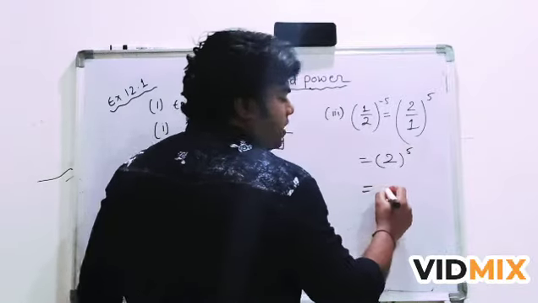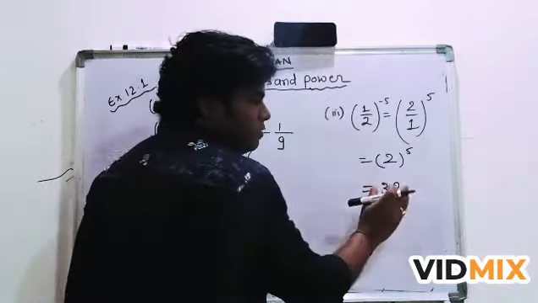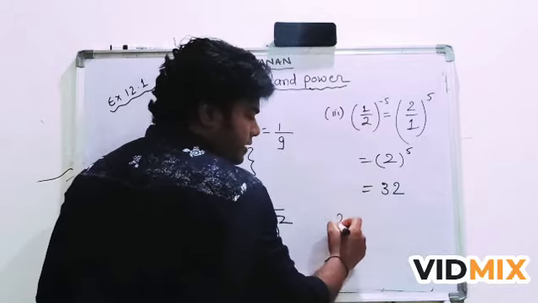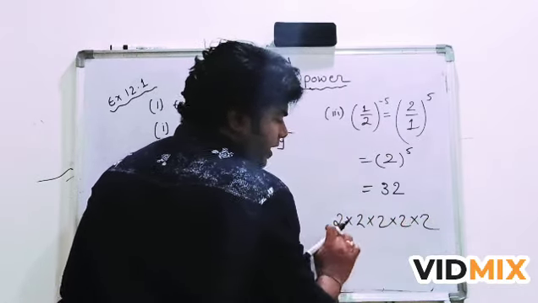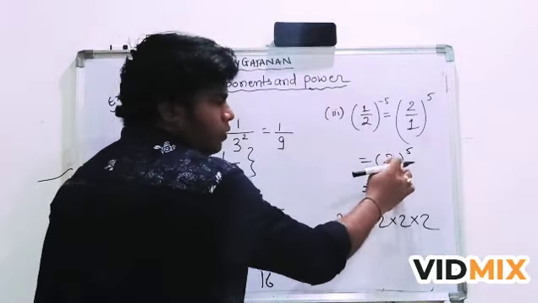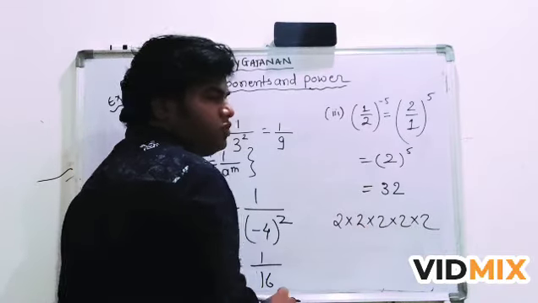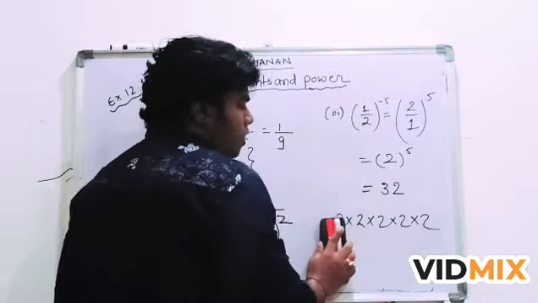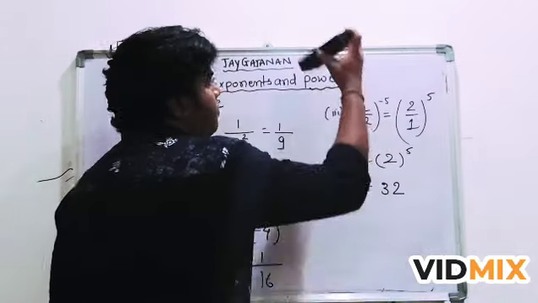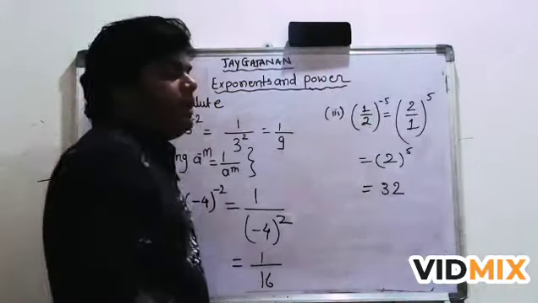Now what is 2 to the power 5? That is 32. Where did we get this from? 2 into 2 into 2 into 2 into 2. 5 times 2 is multiplied. So we got 32. In this way we can solve question number 1 by using that particular identity.